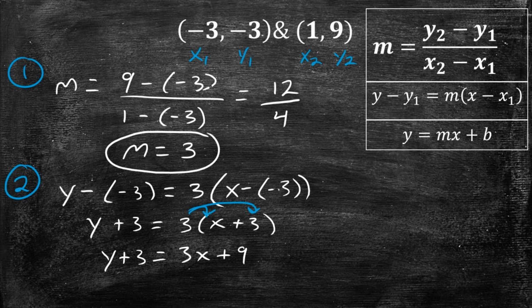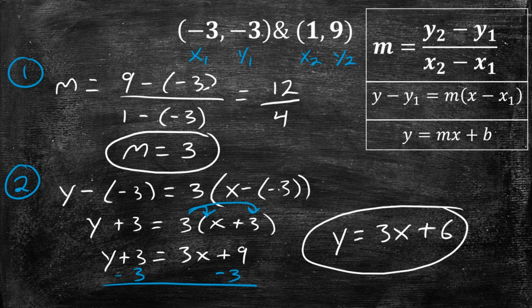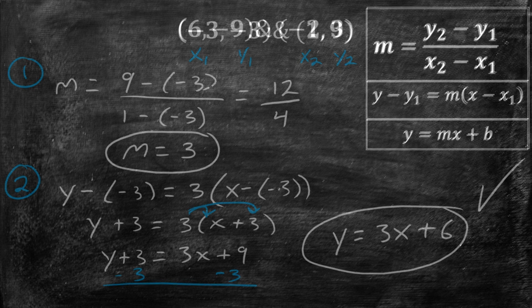And now the last step is to isolate y. So we're going to subtract 3 from both sides. And when we do that, we get y is equal to 3x plus 6. All right, so now we got our equation in slope-intercept form. Therefore, this example is complete.